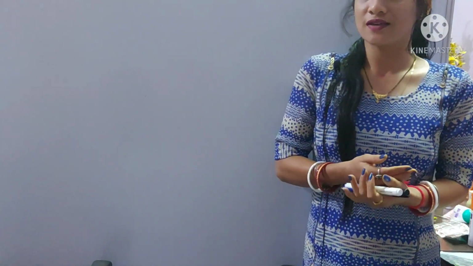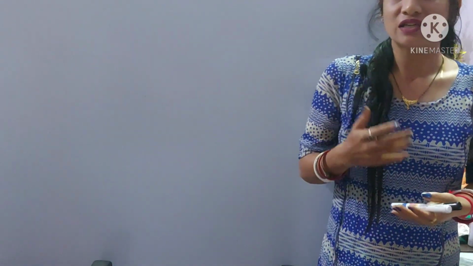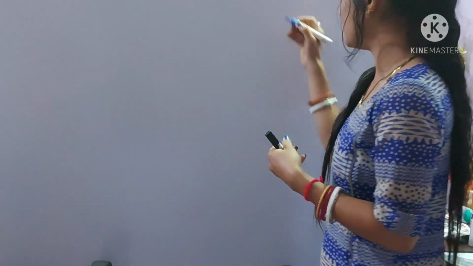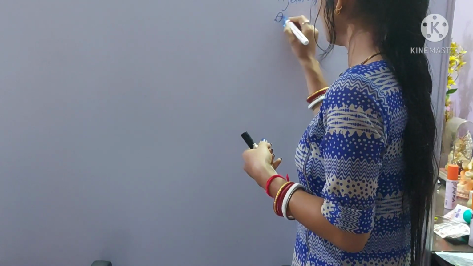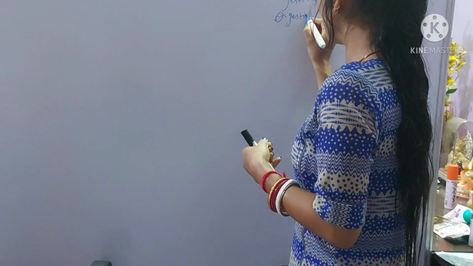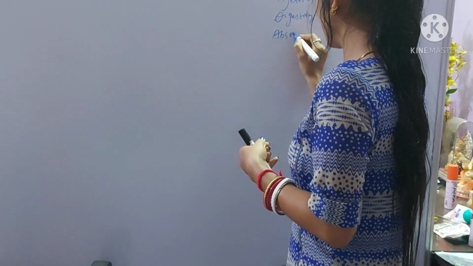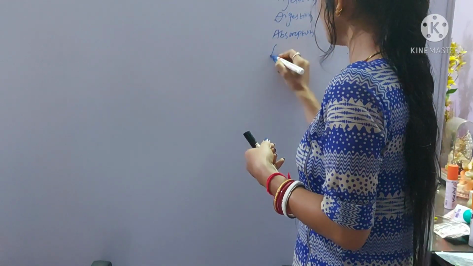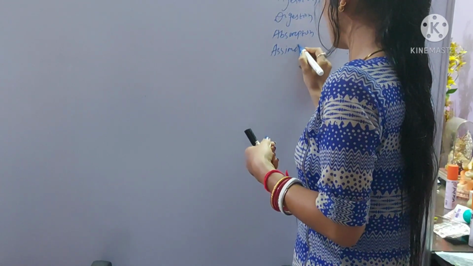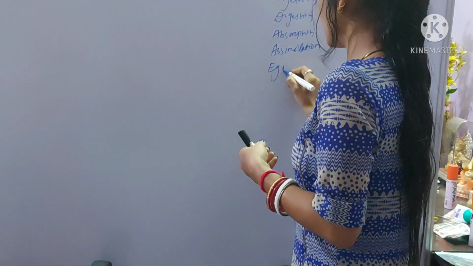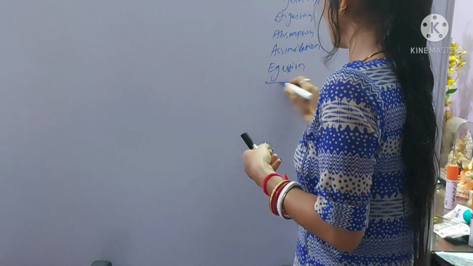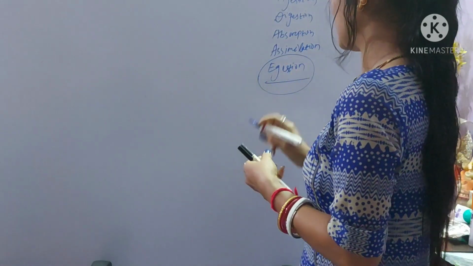Today we'll discuss the rest part of the human digestive system. We have already covered the 4 processes involved in the human digestive system: the ingestion process, the digestion process, the absorption process, and the assimilation process. Now today we'll discuss the last process, that is the egestion process. This is the last part of the human digestive system.